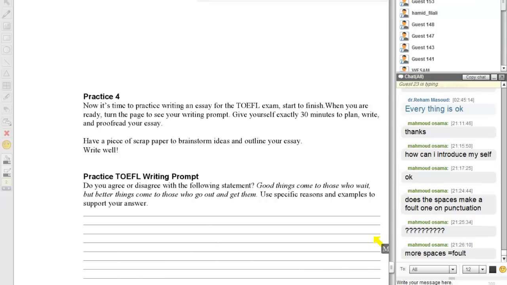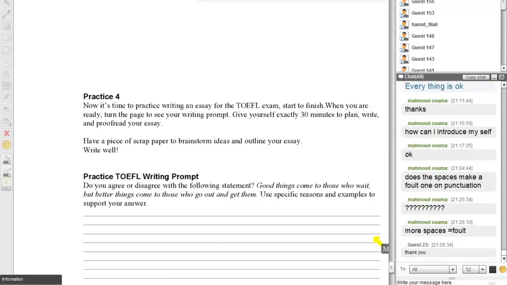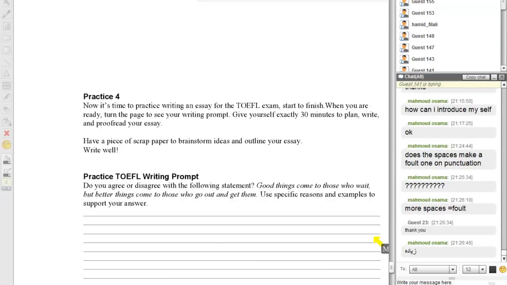More spaces? What do you mean by more spaces? You mean like to leave? Okay, you're welcome. I know what it means, more, but I can't picture your question. I mean, I don't understand it.